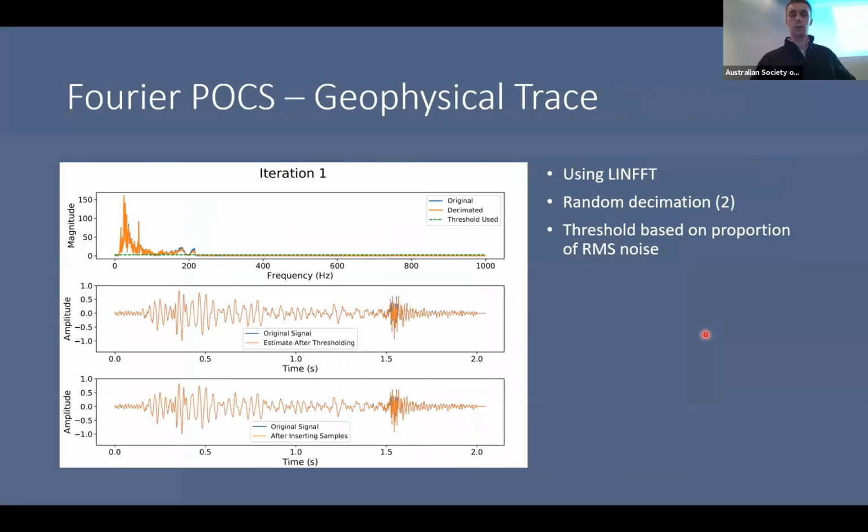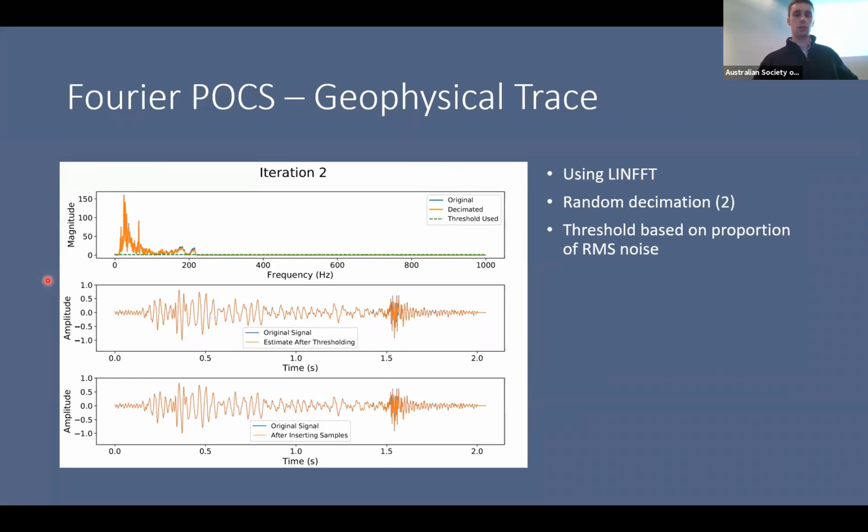So let's look at an example for a geophysical trace. So this uses lin-FFT and random decimation by a factor of 2. So here's our first iteration. It's already looking pretty good, to be honest. But we can see up here there's some blue poking through the orange, which we'd like them to overlap exactly. Skip to the next iteration. Next iteration successively gets just a little bit better each time. So I'll skip through those again.